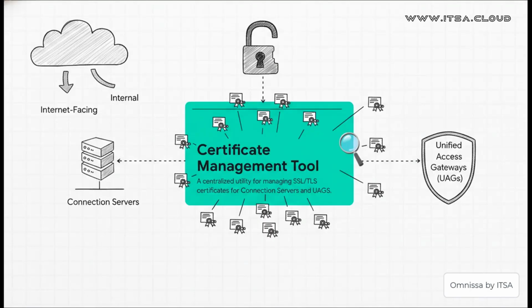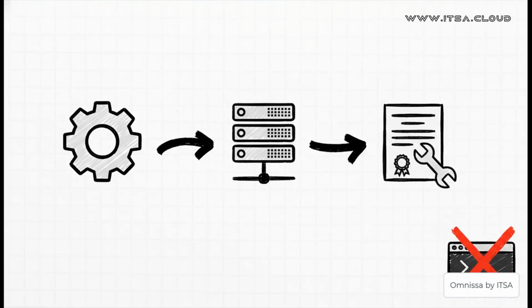So what is it exactly? Well, it's a centralized utility that gives you control over the entire life cycle of your security certificates. And the crucial part is, it handles everything, from your internal connection servers to your internet-facing unified access gateways, your UAGs, all from one single place. And this is the real game changer. No more messing with command line tools, no more jumping between different servers to get things done. Everything is managed directly inside the Horizon console. It turns what was a complex, risky process into a simple, integrated workflow.